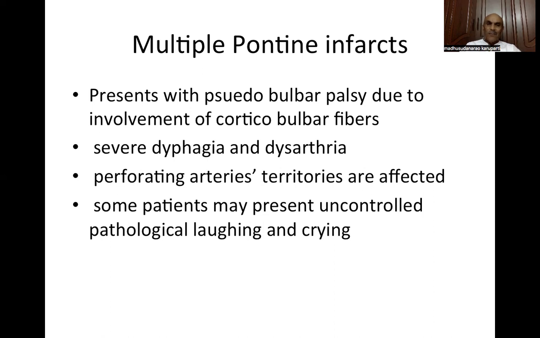That results in severe dysphagia and dysarthria because of increased spasticity of the muscles of the oropharynx. Perforating artery territories are affected in these particular infarcts. Some patients may present with uncontrolled pathological laughing and crying. This is one of the characteristic features of multiple pontine infarcts.